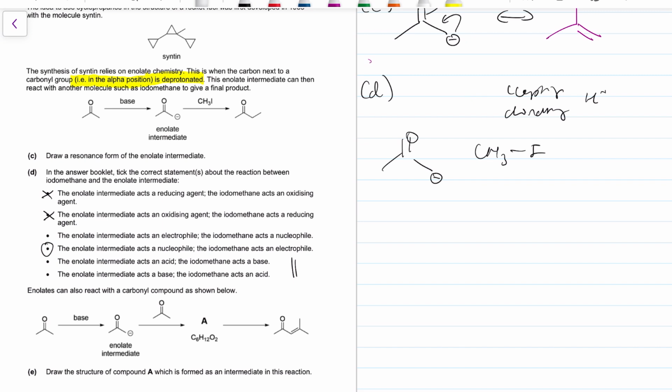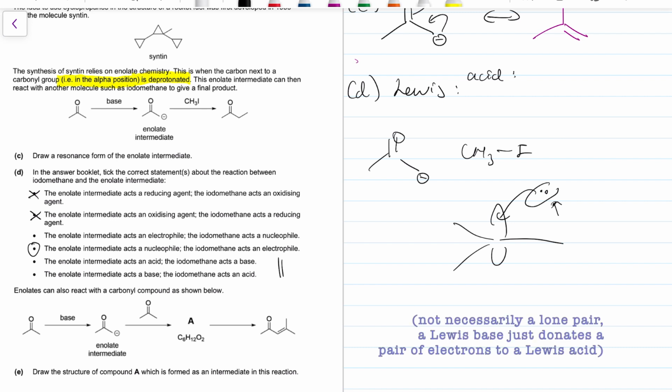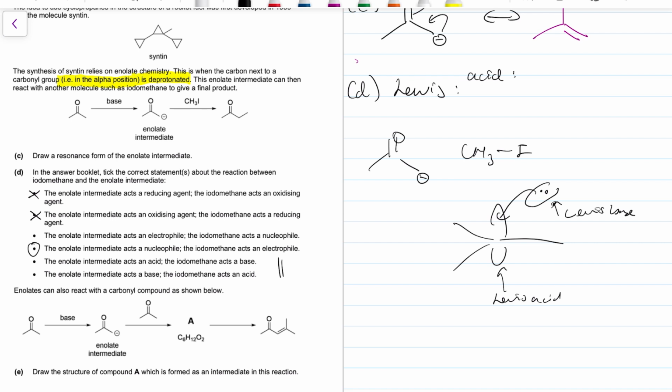There is another definition of acids and bases called the Lewis definition. A Lewis acid contains basically an empty orbital, and if there's another species with a lone pair of electrons somewhere, it can donate into this empty orbital. We call the thing that's donating the lone pair of electrons a Lewis base, and the thing accepting the electrons into its empty orbital a Lewis acid.